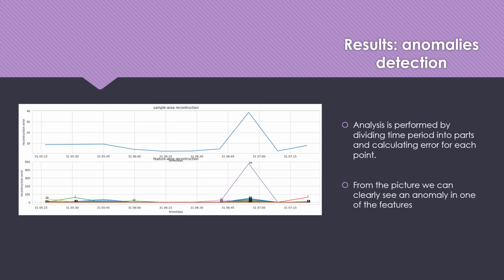To analyze for the presence of anomalies, a time period of several hours was chosen, which was divided into parts and analyzed. In the picture you can see two charts, where the upper one shows relative prediction error for the whole system and the bottom one for individual features. As a result, we can clearly see the presence of an anomalous situation for a particular feature, and of course the threshold for the error should be set dynamically.